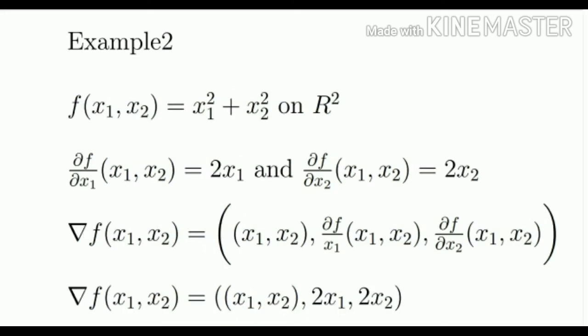Next, consider the function f(x1, x2) = x1² + x2² on R^2. Then the partial derivatives of this function are ∂f/∂x1 = 2x1 and ∂f/∂x2 = 2x2, and grad f at the point (x1, x2) = ((x1, x2), ∂f/∂x1(x1, x2), ∂f/∂x2(x1, x2)). That is equal to ((x1, x2), (2x1, 2x2)).